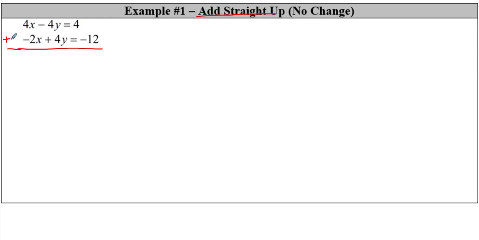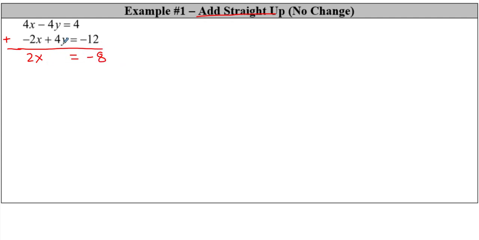We got 4x plus -2x. That's the same as 2x. So we're going to end up with a 2x here. -4y plus +4y is going to give me that 0. And then I got 4 plus negative 12. That's the same as 4 minus 12. That's going to give me this negative 8.